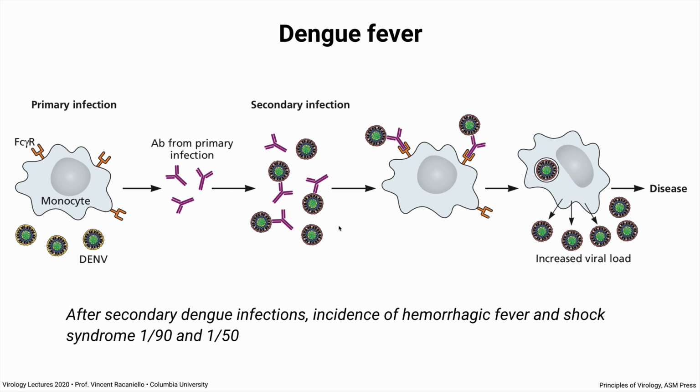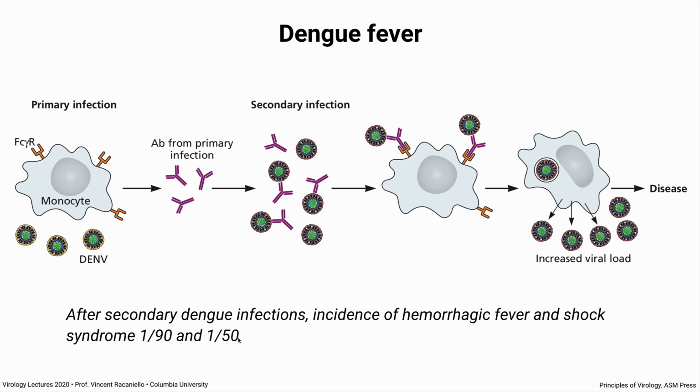And if you have a secondary dengue infection, in other words, let's say you have dengue 1, you have this illness, you recover, and then you get infected with dengue 2 or 3 or 4, then the incidence of hemorrhagic fever and shock goes way up from 1 in 14,000 to 1 in 90 for the fever and 1 in 50 for the shock. So this is an example of B-cell mediated immunopathology, antibody-mediated immunopathology.